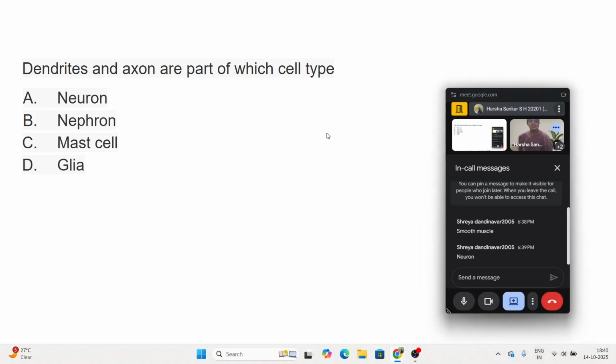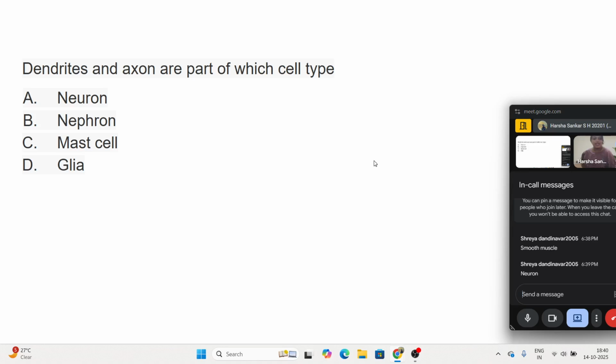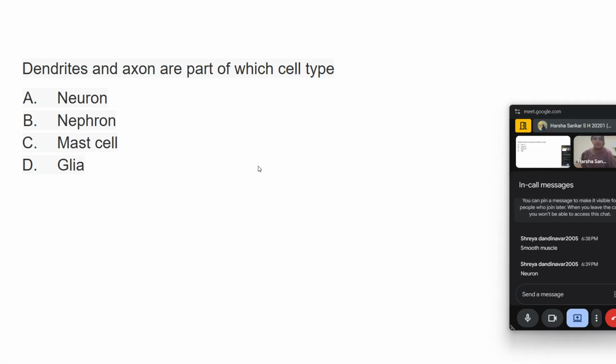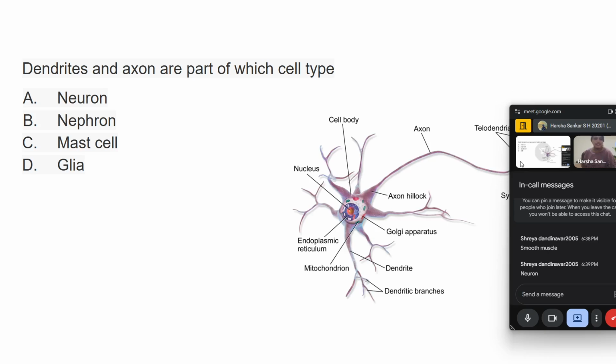Yeah, so this is an easy question. I don't think we have to take a lot of time for this question. So the correct answer is neuron only. Remember what the parts of a neuron are? Like any other cell, it has a cell body. Yeah, this is the structure of a neuron.